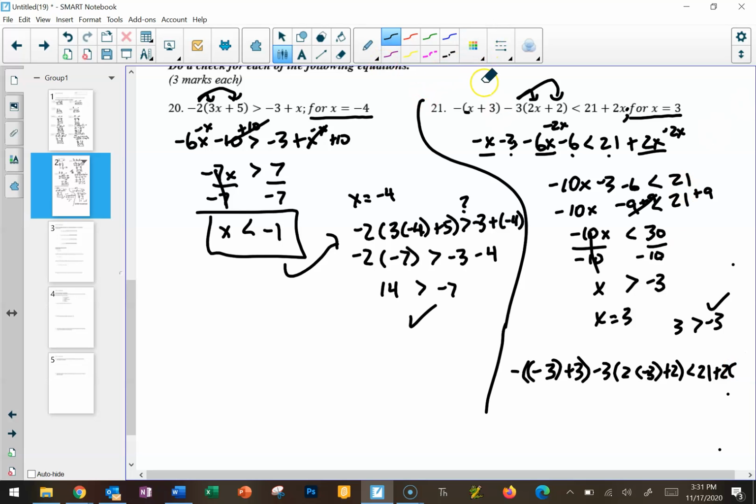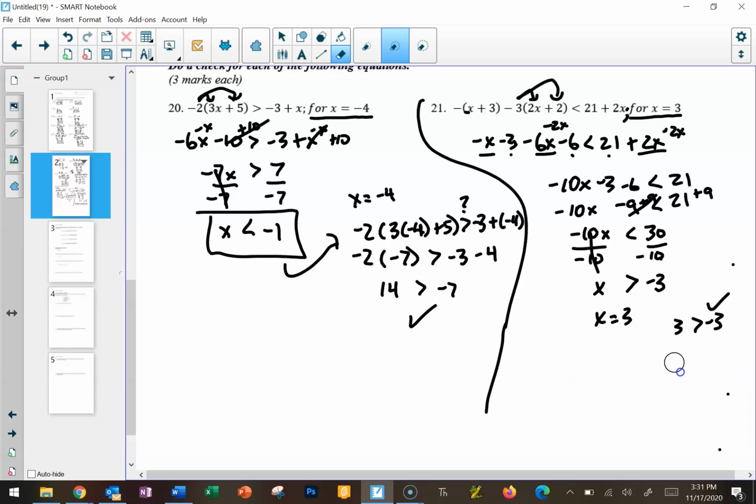Oh, silly Dunbar. I was looking at this, and I needed to be looking at this. So I just got, I guess, sub in a +3, not a -3. Anyway, so let's just rewrite it. Negative, and then x is 3 plus 3. And then -3 times 2 times x, which is +3.